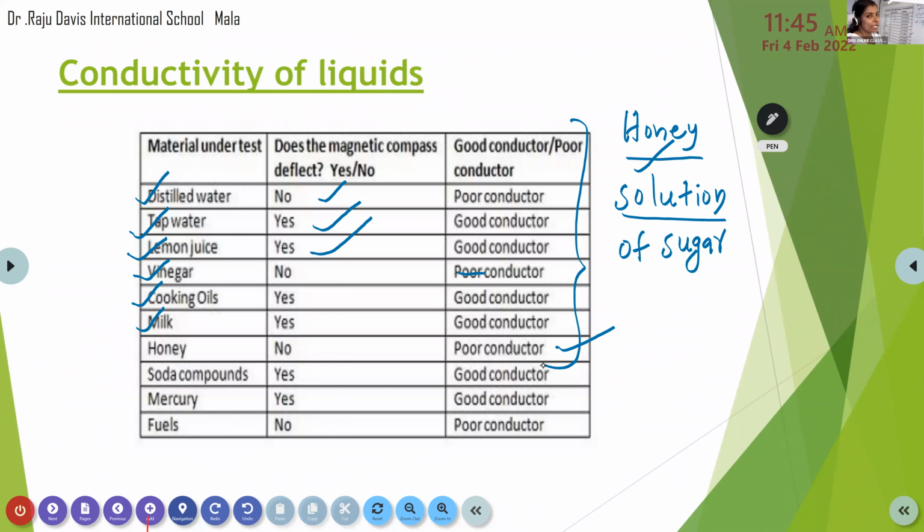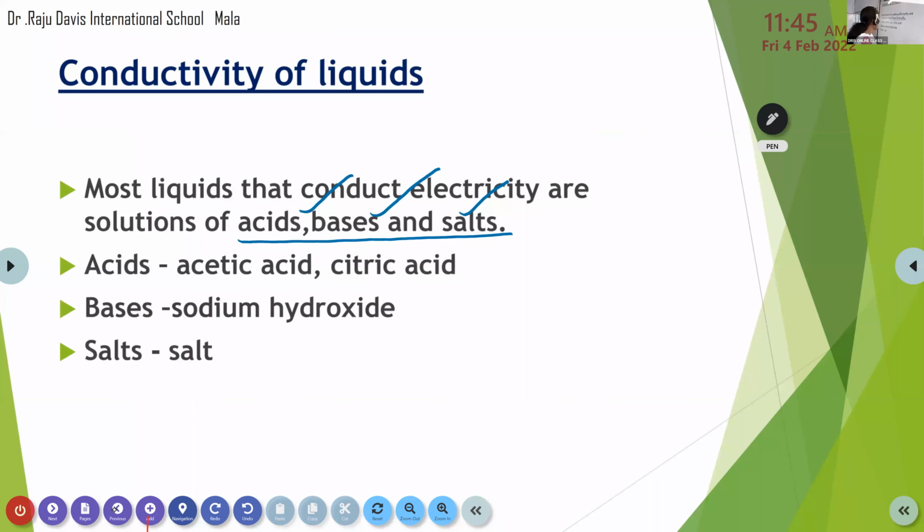So why do liquids conduct electricity? There is a reason why liquids conduct electricity. What is the reason? Because liquid contains some acids, bases, and salts. Okay. So if the liquids contain some acids, bases, and salts, at that time it conducts electricity.